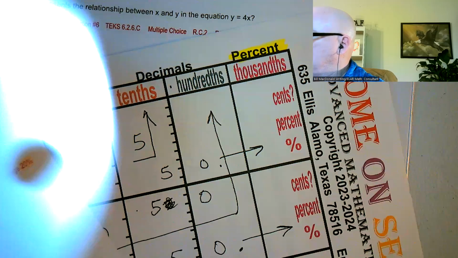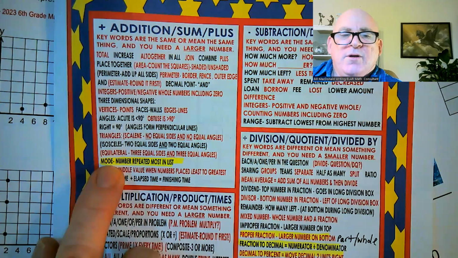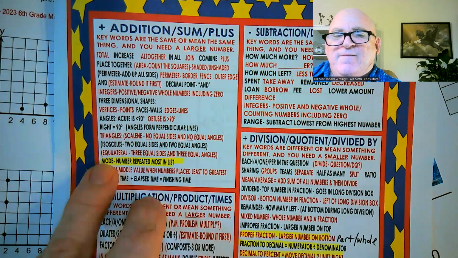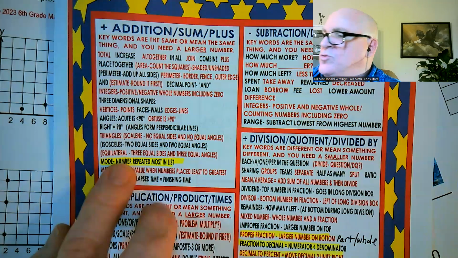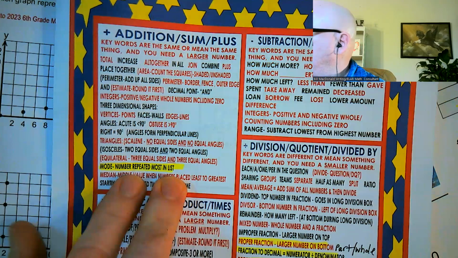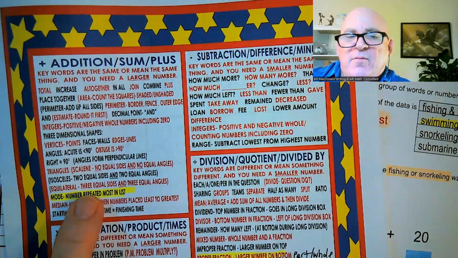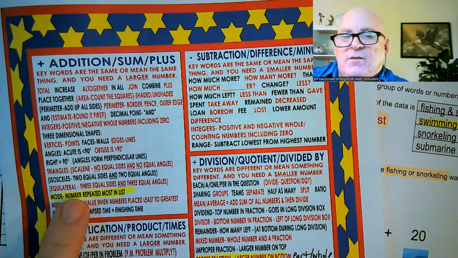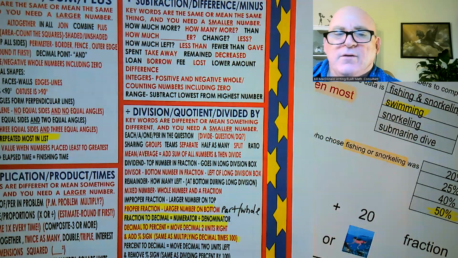I want to show you one more thing that I think is going to help. When you go to the keywords chart, if you look here, mode, the number repeated the most in a list. Well, because they didn't ask for just the number, they said which event is repeated the most. Well, the most people chose, what was it? Swimming. And so that's what your kids have to be careful about. What are they asking for? Is it just the number only, or is it the event? And because of that distractor.